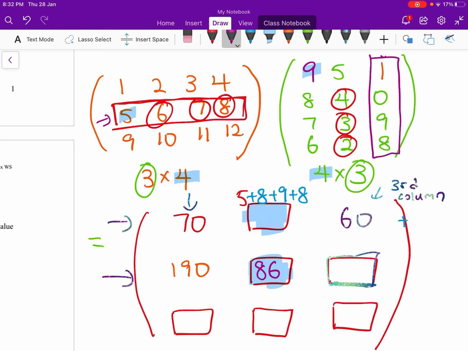First number 5 times your first number 1, 5. Second number 6 times your second number 0, which is 0. Third number 7 times your third number 9, which is 63. Last but not least, fourth number 8 times your fourth number 8, 64. Which is 132.